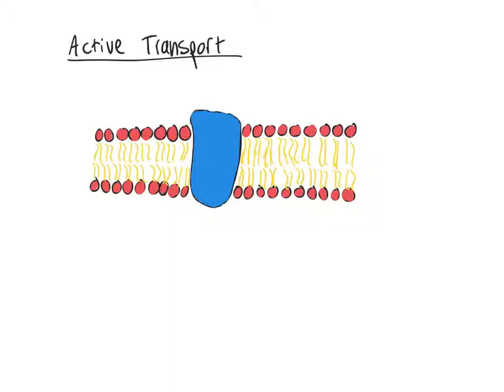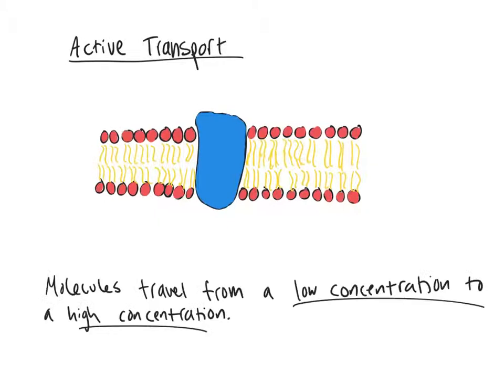This video is all about active transport. Now, one of the major things to remember about active transport is that it is when molecules travel from an area of low concentration to high concentration. And because this isn't really natural, it costs the cell energy to make it happen.